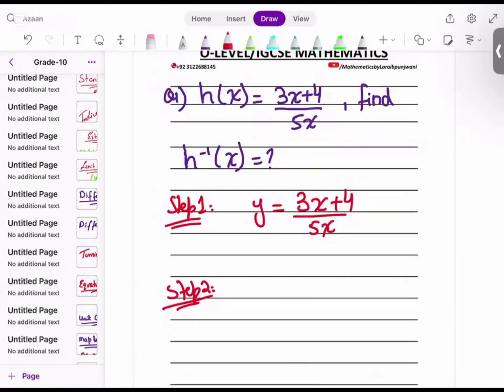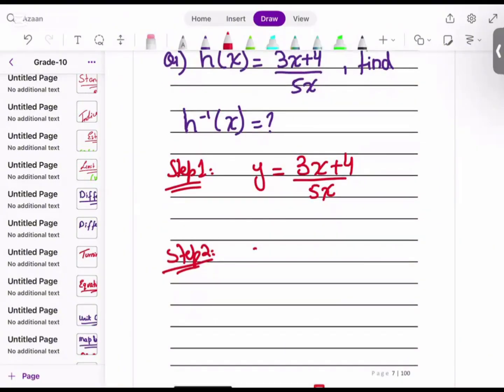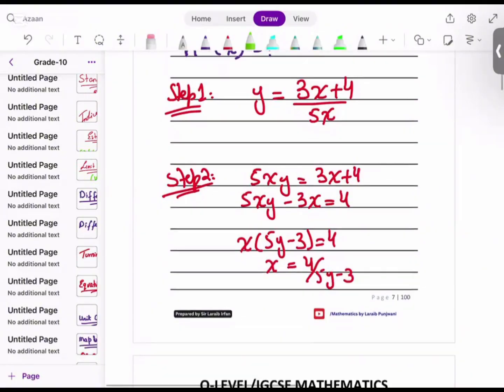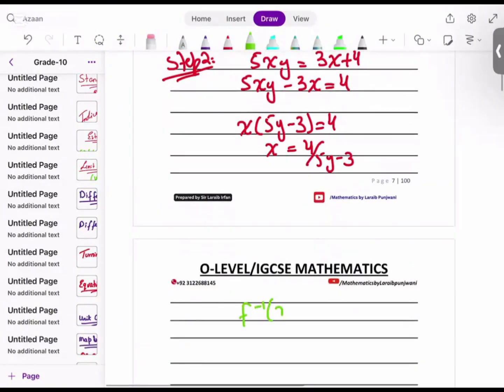Okay, now I'm done. X equals 4 over 5y plus 3. Okay, let me check. Next step will be 5xy equal, sorry, 3x minus 3, plus 4. Okay. x will be common. So 5y minus 3 equal to 4. So we will write the final answer like this. This is not the final answer. F inverse of x will be equal to 4 divided by 5x minus 3. This will be your final answer.